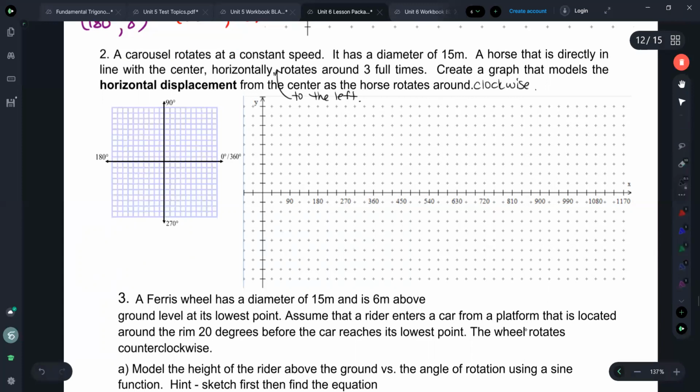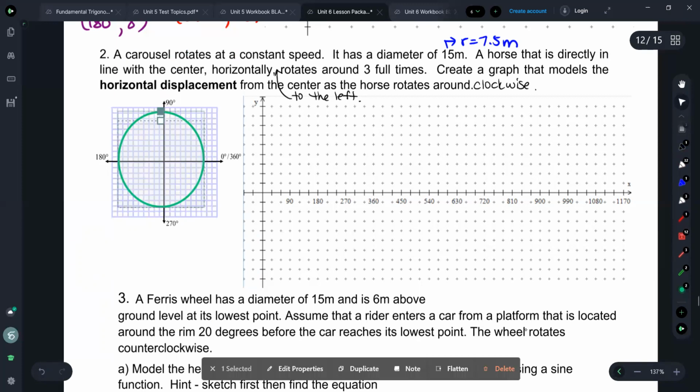Okay, so if the diameter is 15, we need the radius. We need to know how many units in each direction we go. What's the radius? Okay, radius 7.5 meters. So we're going to create a circle that's 7.5 meters in all directions. So it'd be very similar to our last one, just a little bit smaller.